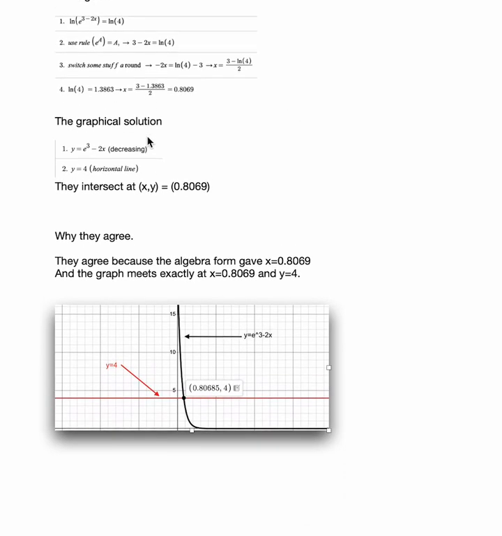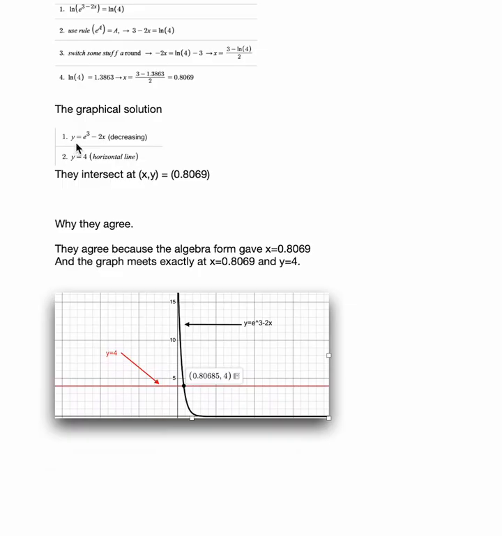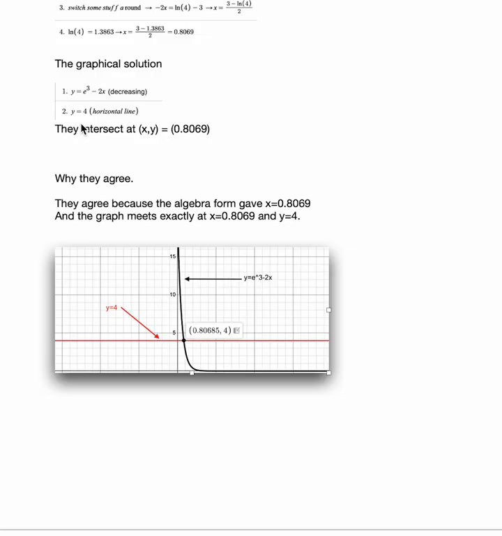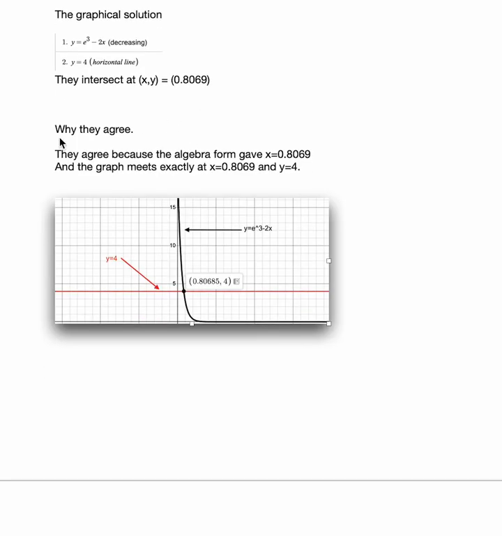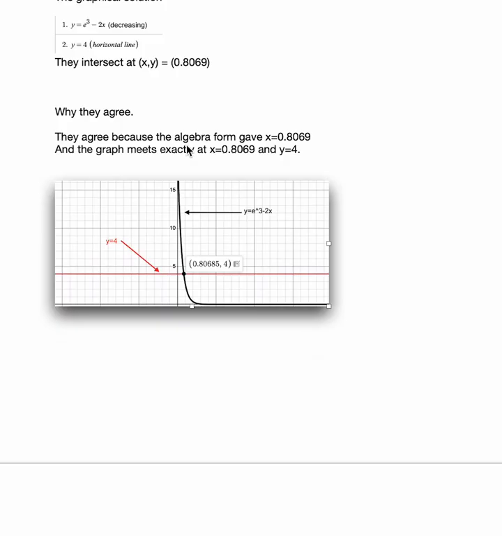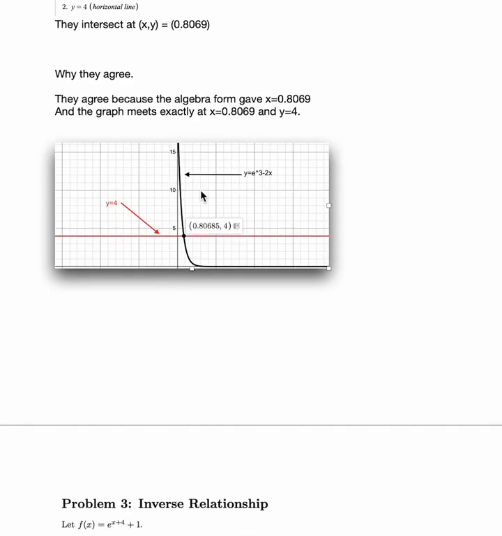The graphical solution of this would be y equals e^(3-2x), decreasing, and y equals 4, which is the horizontal line. They intersect at (x, y), where x is 0.8069. So why did they agree? They agree because the algebraic form gave x equals 0.8069, and the graph meets exactly at x equals 0.8069 and y equals 4, and the graph is down here.